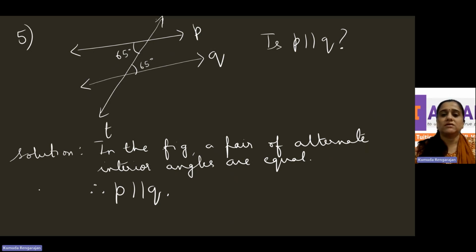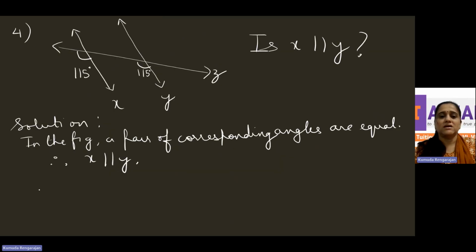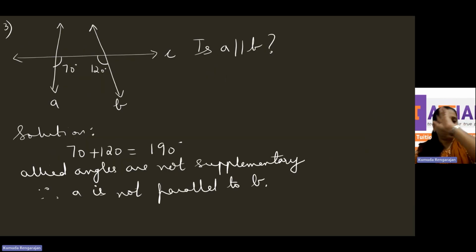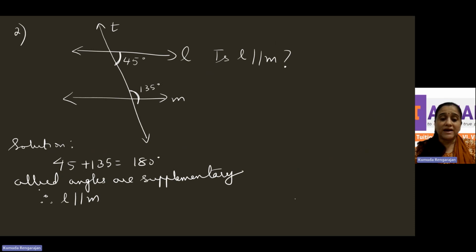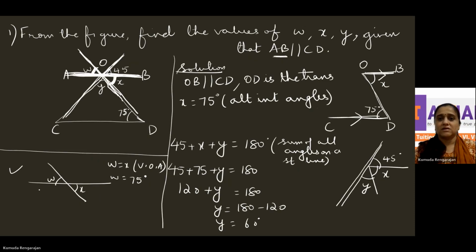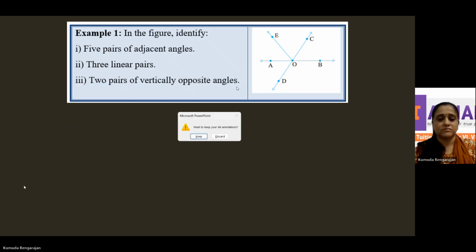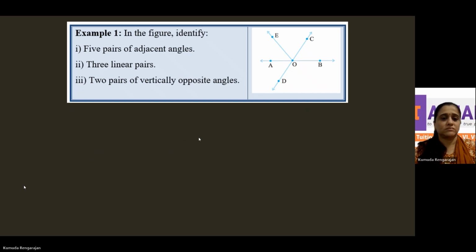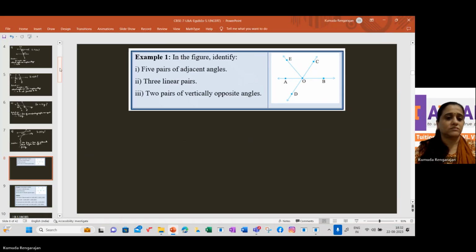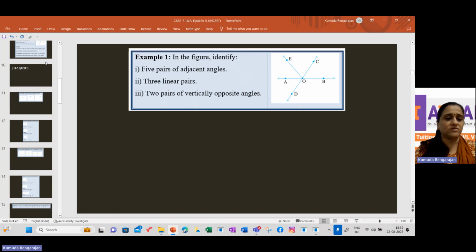So you understand here? A pair of alternate interior angles are equal, so the lines are parallel. A pair of corresponding angles are equal, so the lines are parallel. Allied angles are not supplementary, so the lines are not parallel. Allied angles are supplementary, so the lines are parallel. All right. I'll give you time to write. Just a minute.